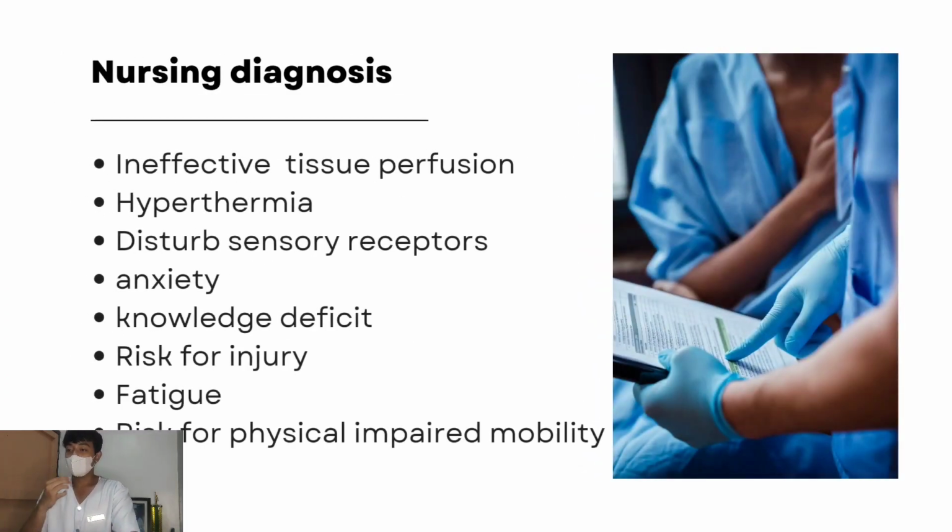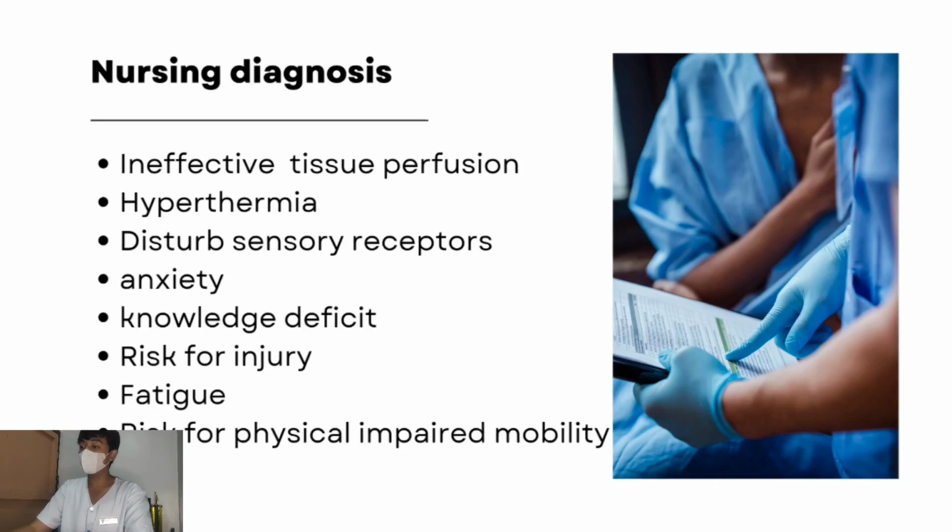Nursing diagnosis: ineffective tissue perfusion, hyperthermia, disturbed sensory perception, anxiety, knowledge deficit. Depending on the type and severity of encephalopathy, common neurological symptoms are progressive loss of memory and cognitive ability, subtle personality changes, inability to concentrate, lethargy, and progressive loss of consciousness.